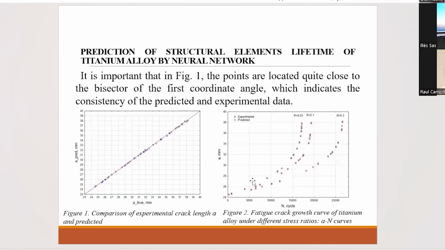So it is important that in figure 1 we have experimental results. We predicted: here we have a true, here we have a predicted, and here we have a bisector of the first coordinate angle. It is important that in this figure the points are located quite close to this bisector of the first coordinate angle, which confirms the consistency of the predicted and experimental results. And on this slide we have experimental points and predicted, which are also very close.